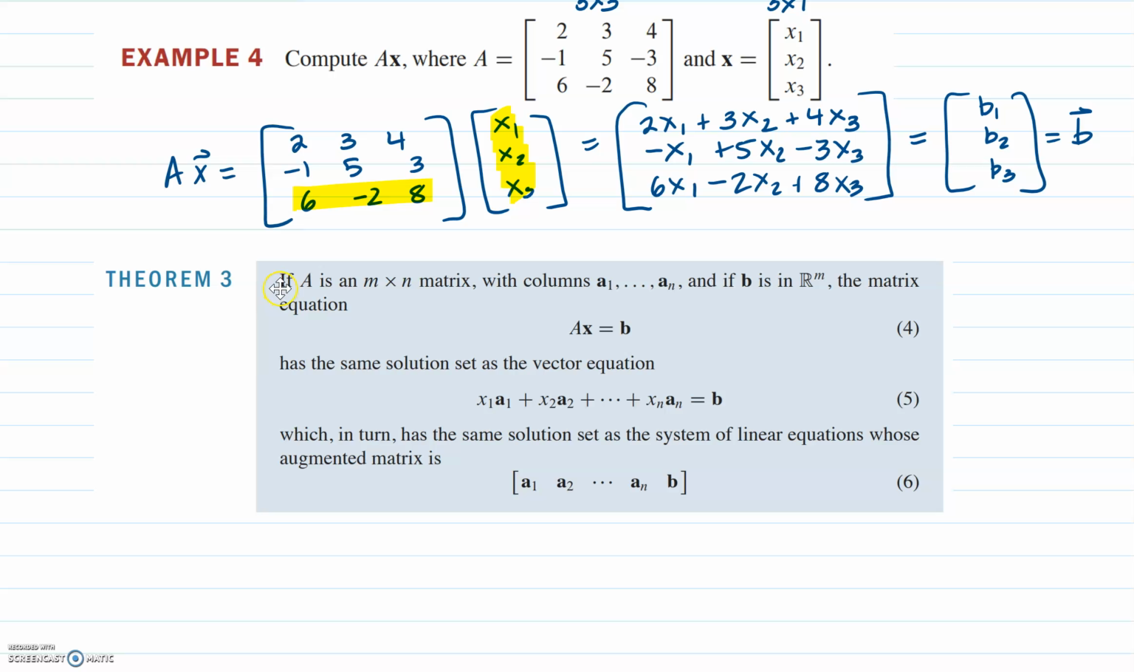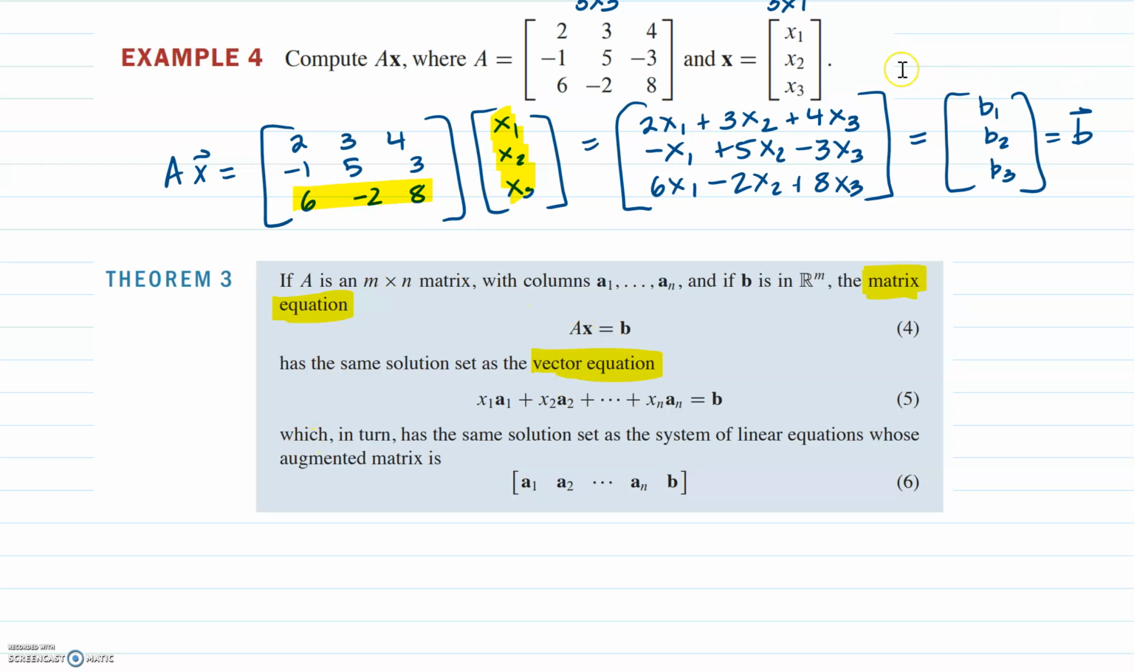Here it is. If A is an m by n matrix again, with columns A1 through An, just like before, and B is in Rm, we'll see why in a minute, this is the matrix equation AX equals B. And we're going to see that this is directly related to our vector equation: x1a1 plus x2a2 plus through xnan, a linear combination of our column vectors A1 through An, with x1, x2, all the way to xn being the weights, and equaling the B that we had over here, because the left sides we saw are the same from above.